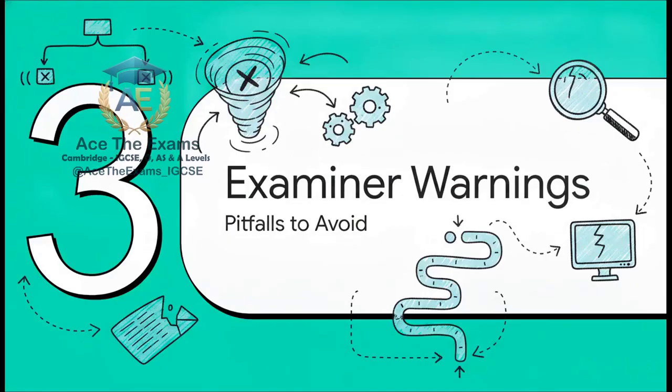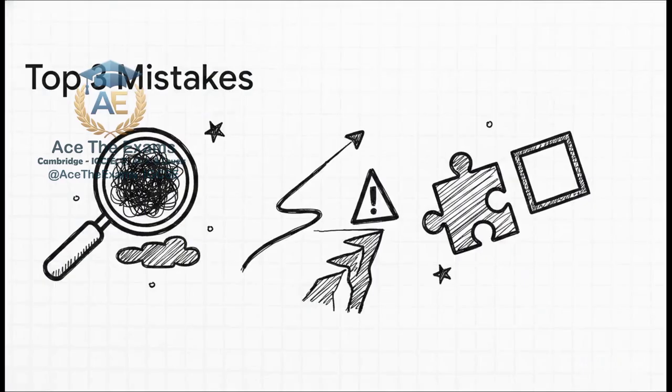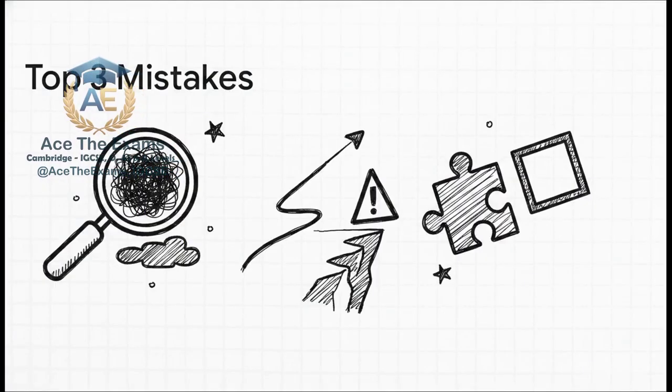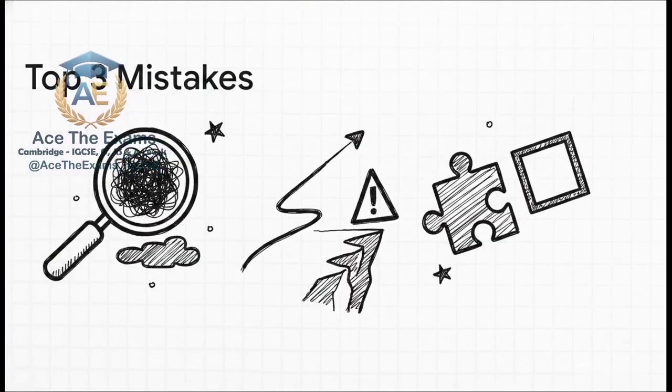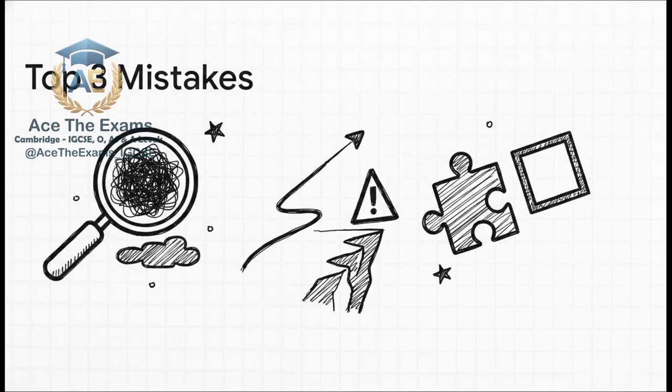Moving right along to Section 3, Top Examiner Warnings, Pitfalls to Avoid. We went straight to the principal examiner reports, and these are the top 3 absolute biggest reasons candidates hemorrhage crucial marks. Let's look at our friend Alex again.